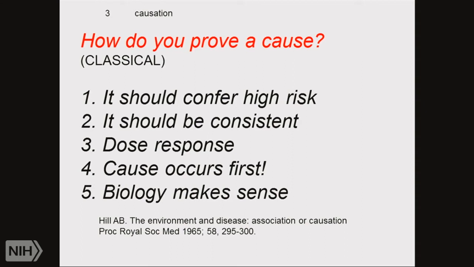So I mentioned to you that because epidemiology depends on statistical associations, there's a lot of attention given to proving causation. And so there are some classical criteria for proving a cause. Some of these criteria are that an association that we believe is reliable as a causal one should be a high risk, a high relative risk. It should be consistent over numerous studies. It should show a dose response. When you have more of whatever it is, the risk should go up. The cause should occur temporally before the cancer. That's always important. And the biology should make sense. There should be some kind of a mechanism in there.